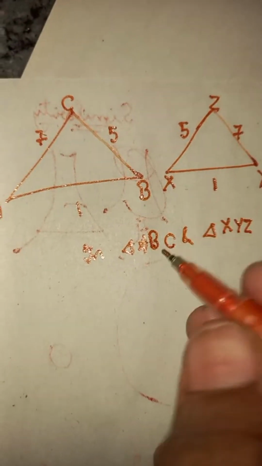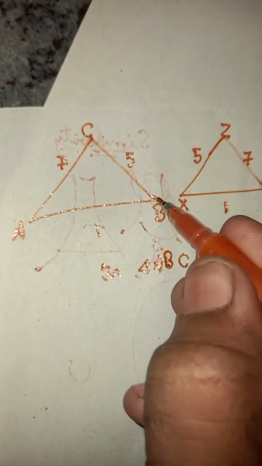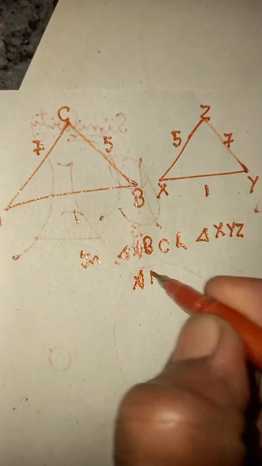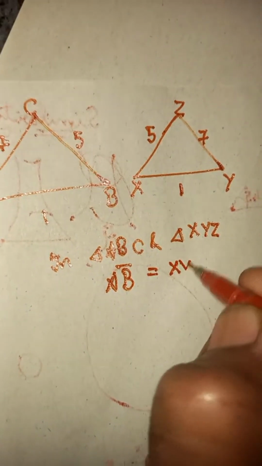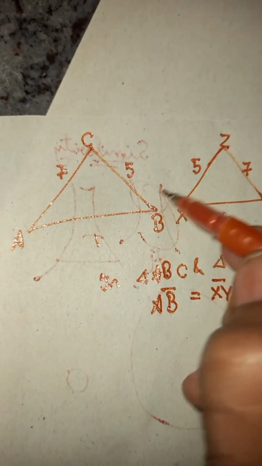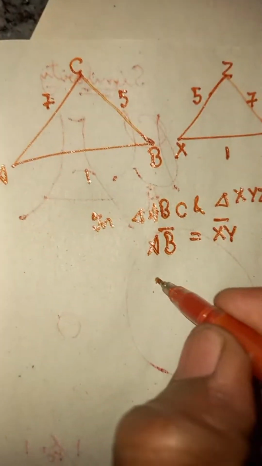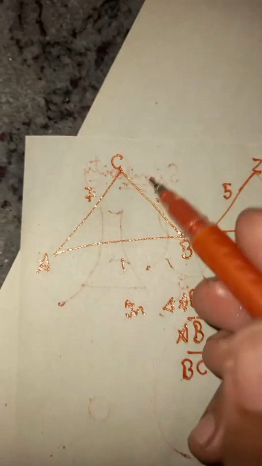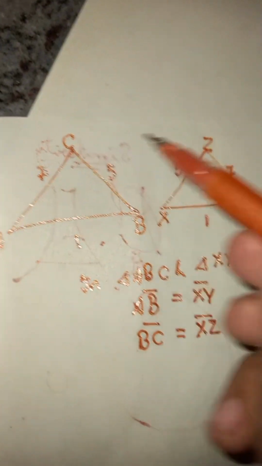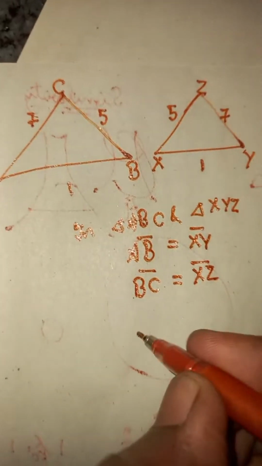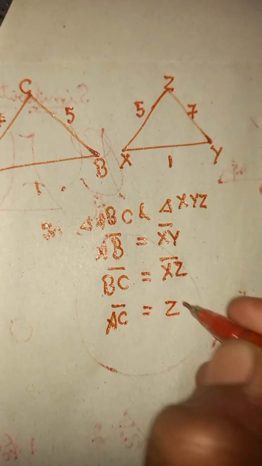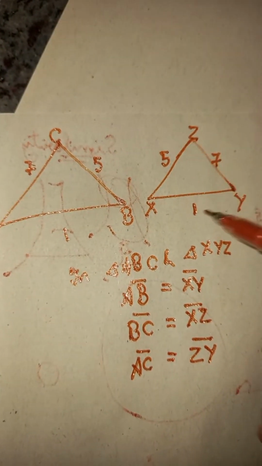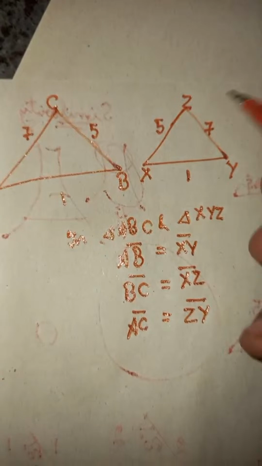First take it like this and write it out. AB side is equal to XY, both are 1 unit. Now this side BC equals XZ. And this one final side AC equals ZY. These three sides are equal to these three sides, so these two are congruent.